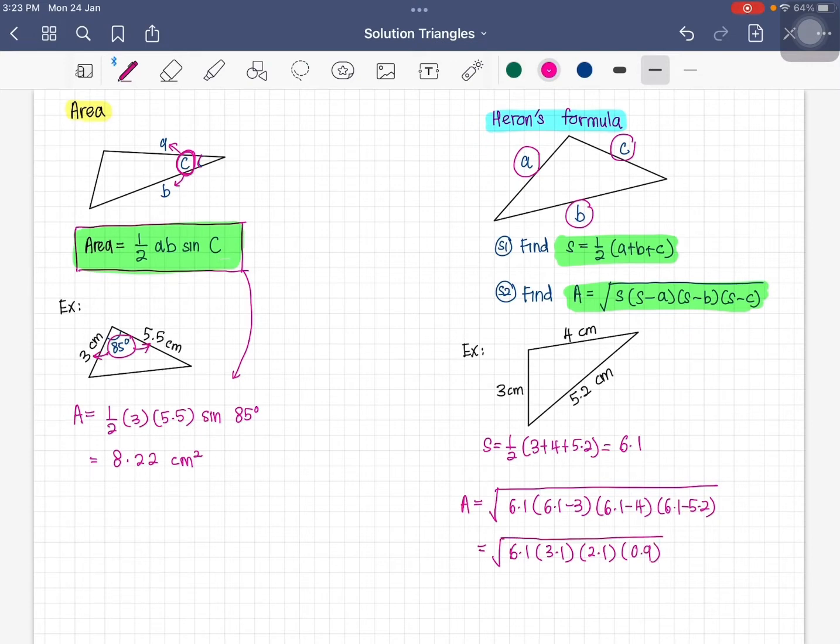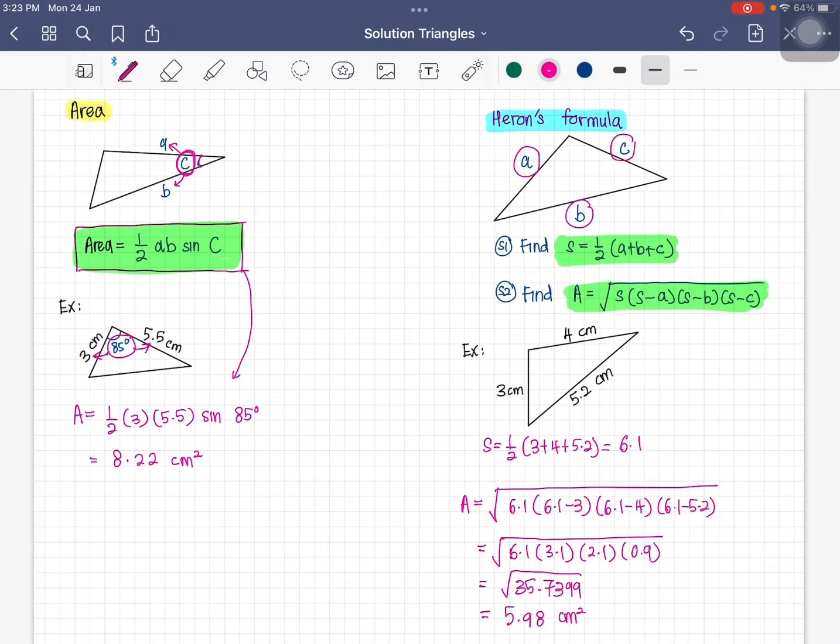Now we find the multiplication of 6.1 multiplied by 3.1 multiplied by 2.1 and 0.9, and find the square root. The square root of 35.7399 is 5.98 centimeters squared. So the area is 5.98 centimeters squared.